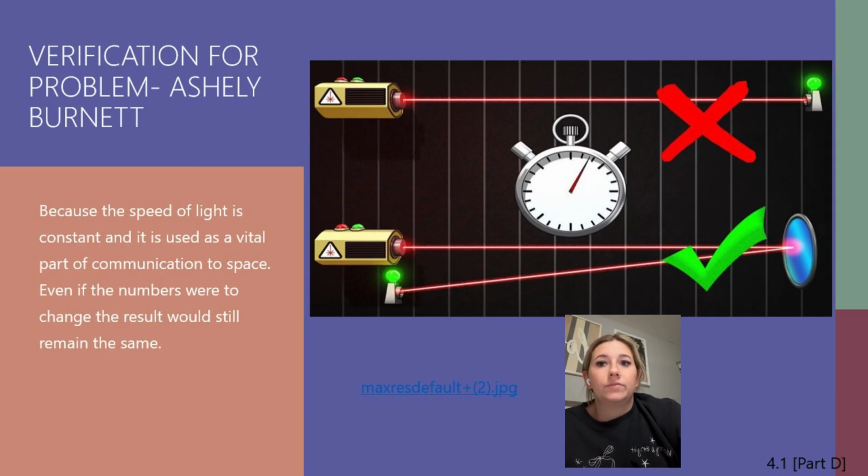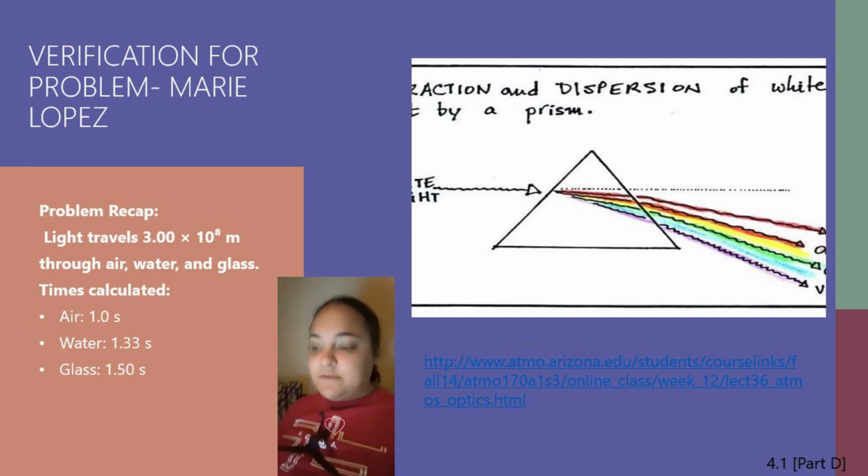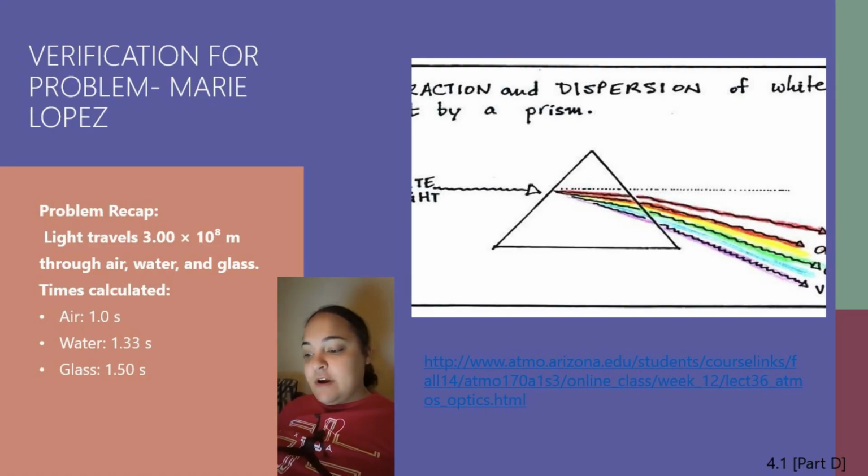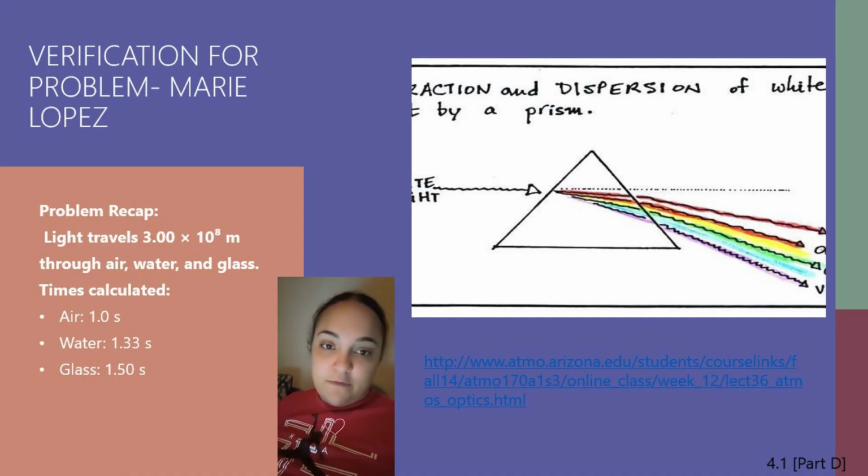The verification for this problem: the speed of light is constant and it's used as a vital part of communication in space, so even if the numbers were to change, the result would still remain the same. So the verification for the problem recap is light travels 3.00 times 10^8 meters per second through air, water, and glass. Times calculated, air was 1.0 seconds, water was 1.33 seconds, and glass was 1.50 seconds.